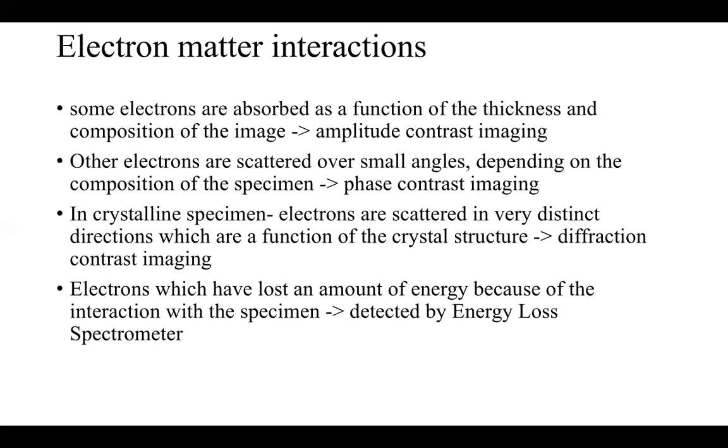The other electrons are scattered over small angles depending on the composition of the specimen. This we use as the phase contrast imaging. And in a crystalline specimen, the electrons are scattered in very distinct directions. As I told you, in a crystalline material, atoms are located in a periodical manner, so they more or less act as a diffraction grating, and these electrons are diffracted or scattered in very distinct directions, and we can analyze them to get an idea about the crystal structure. We call it diffraction contrast imaging. And electrons which have lost an amount of energy because of the interaction with the specimen, we can detect by energy loss spectrometer.